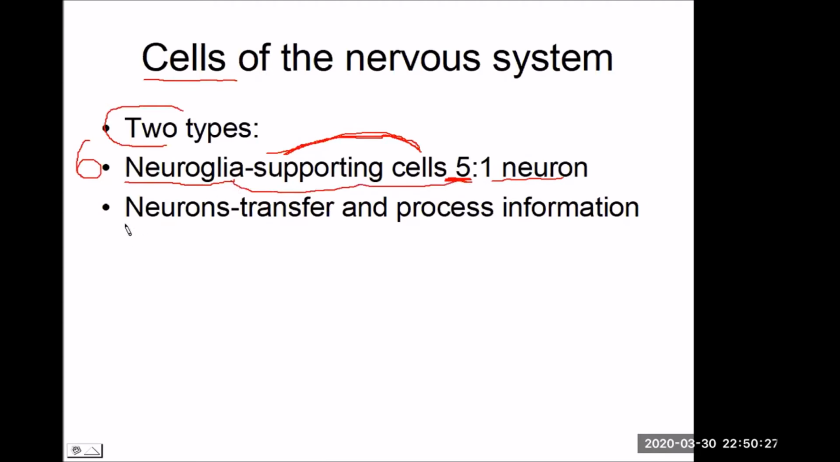Whereas the neurons are the cells that are actually sending sensory signals towards the brain or sending motor signals away from the brain. So these are the cells that are truly transferring and processing information, sending sensory information, sending motor information, processing information in the brain and spinal cord. That comes from the neurons. And that's where we'll start.